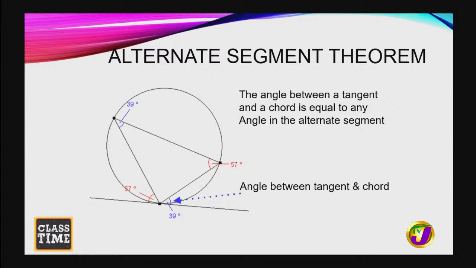And you're seeing it there. This angle of 39 degrees formed between the tangent and the chord is the same as the 39 degrees in the alternate segment. So that's just formalizing the concept. And we're highlighting the alternate segment, so that is the only angle there that's going to be formed in the alternate segment.